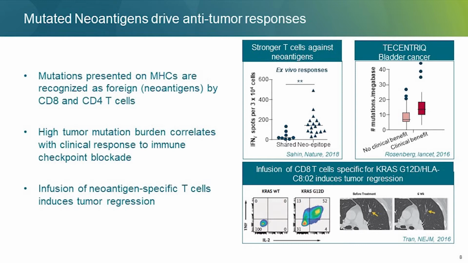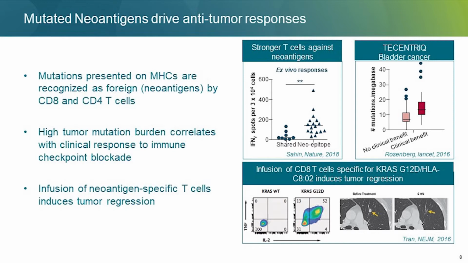In addition, it was shown that high tumor mutation burden correlates with clinical response. And this is true across different cancer indications as well as different checkpoint blockades. Here is just an example on the right-hand side with Tecentriq, which is an anti-PD-L1 in the context of bladder cancer. And you can see that the patients who are having a high mutation burden benefit from the treatment, while the patients who have low mutation burden do not.